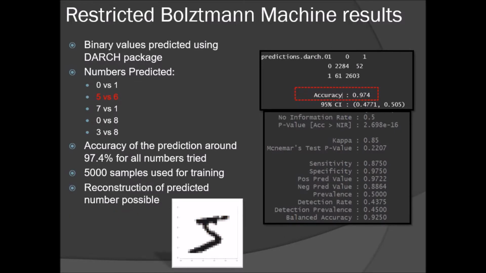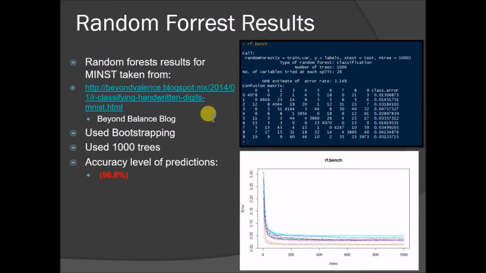Like I said before, I looked for the results of other algorithms, and I found someone who did this exact same experiment using random forests, and they were able to get an accuracy of 96.8%, which is pretty good, using bootstrapping and random forests that used 1,000 trees. This was taken from the Beyond Balance blogspot, which is right here.